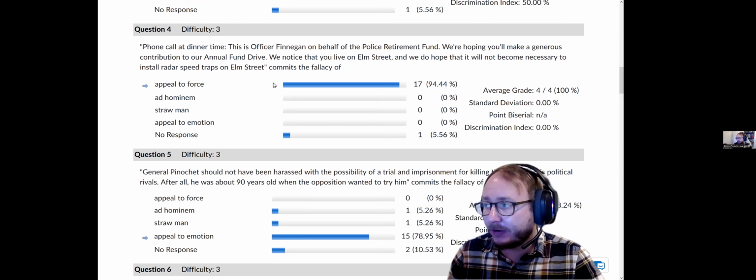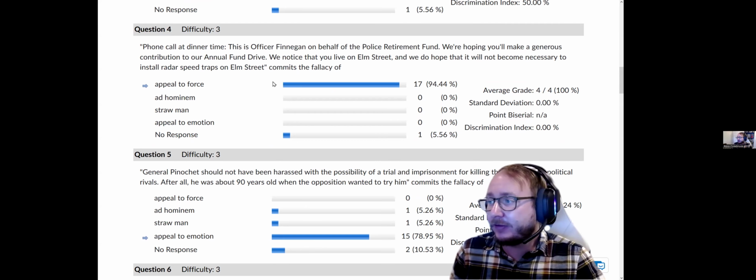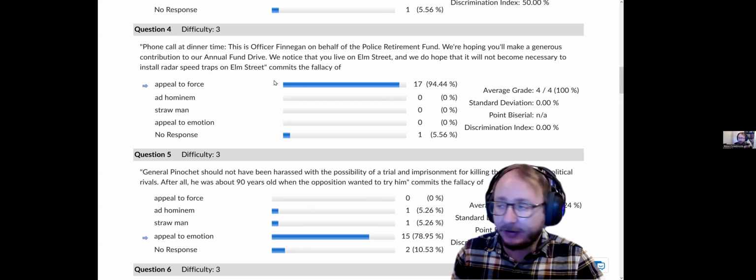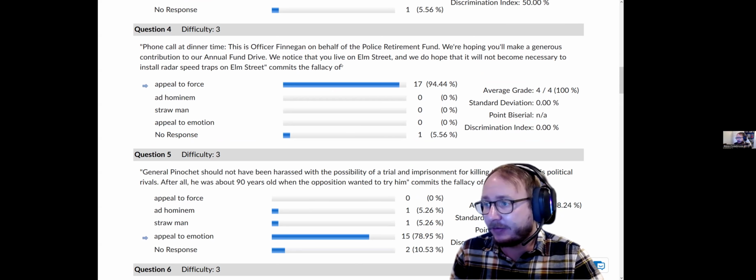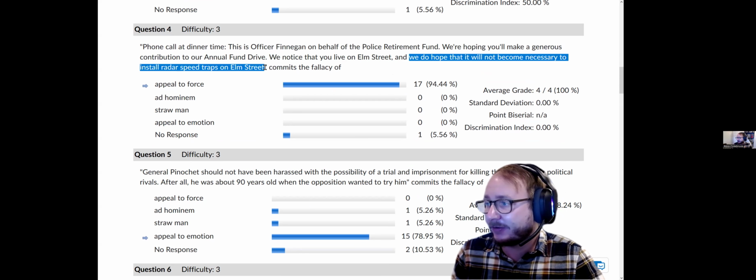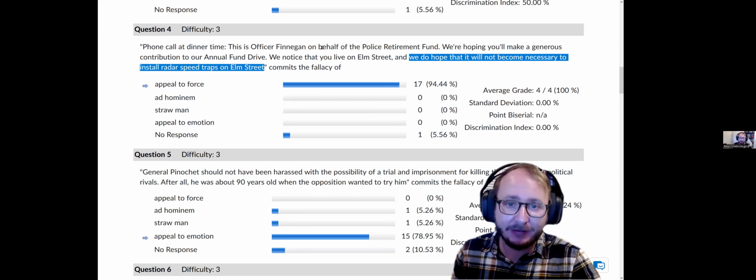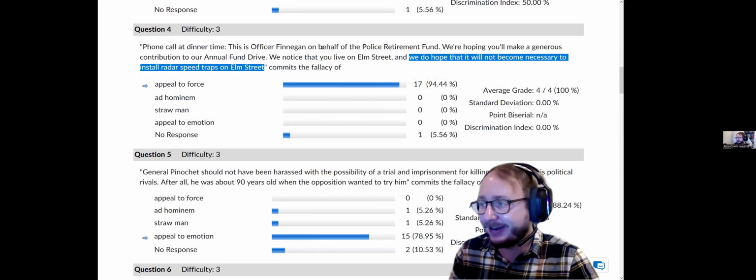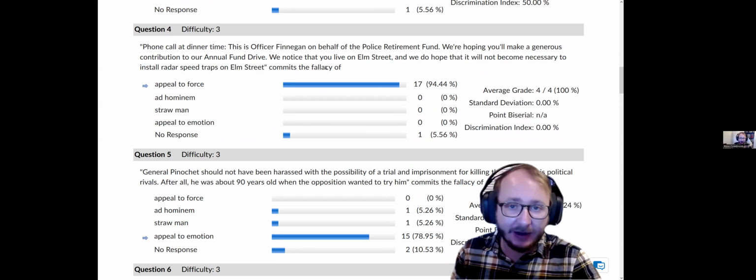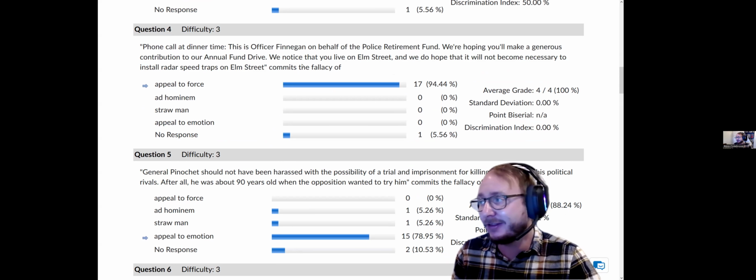Question 4 is appeal to force. Notice that this isn't like threatening physical violence against you, but it is threatening to inconvenience you. If you get this call that says, hey, look, we're hoping you give us a contribution because if you don't, we'll put speed traps on your street. Well, that's an inconvenience. It's something you probably don't want. It's extra monitoring of your behavior by law enforcement, right? And that's the only reason offered for the conclusion why you should donate to this police retirement fund or whatever.